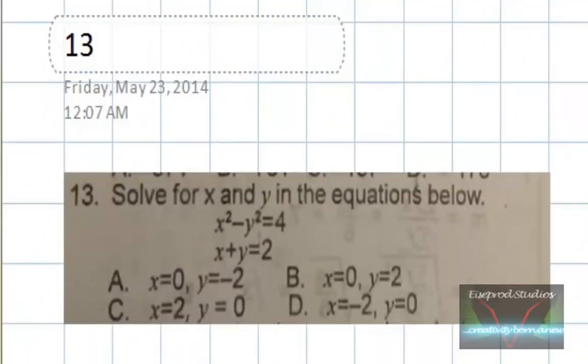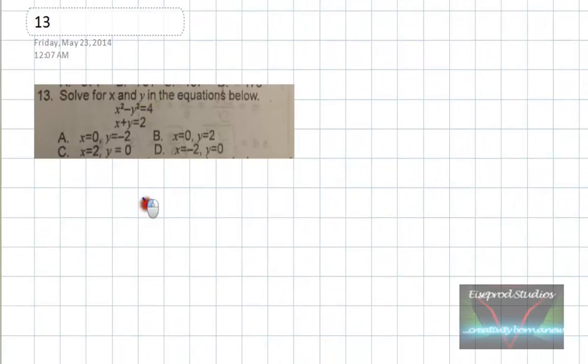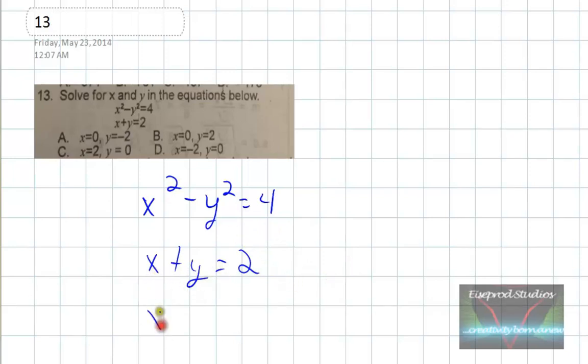So question 13 is essentially asking us to do a system of equations. We have two equations. We have x squared minus y squared is equal to 4. And we have x plus y is equal to 2. So what you're going to want to do is use one of these to define one of your variables. So I'm going to say that x is equal to 2 minus y. So I subtracted y from both sides, and I used this equation to come up with this one.